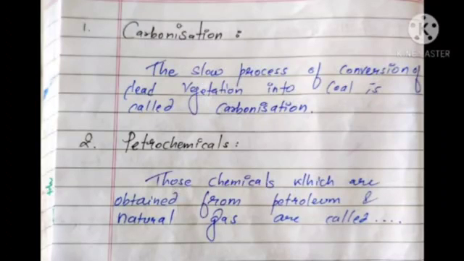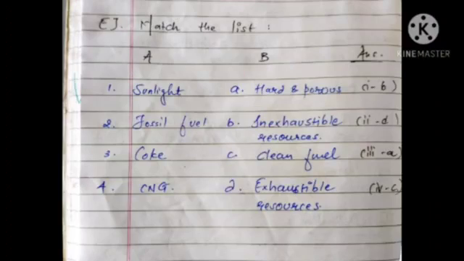Now talking about definitions. The first one is carbonization. The slow process of conversion of dead vegetation into coal is called carbonization. Second one is petrochemicals. Those chemicals which are obtained from petroleum and natural gas are called petrochemicals. Now taking match the list. In part A there is sunlight, fossil fuels, coke and CNG.